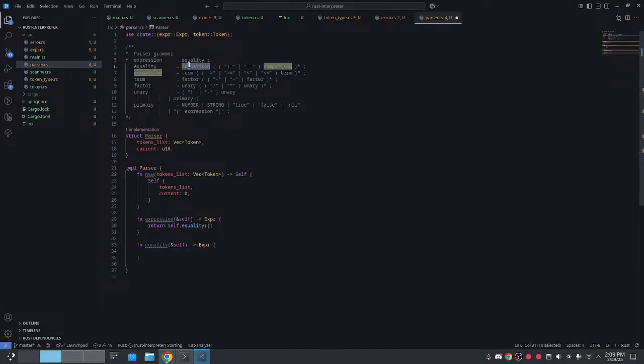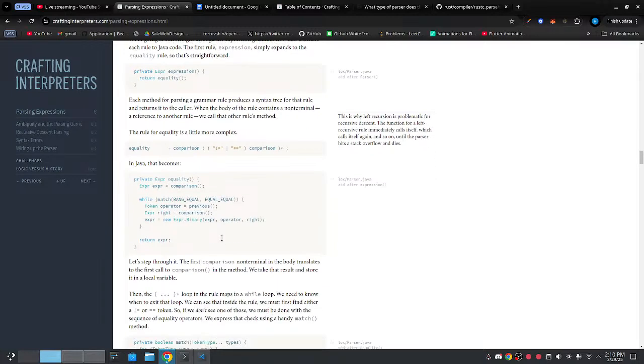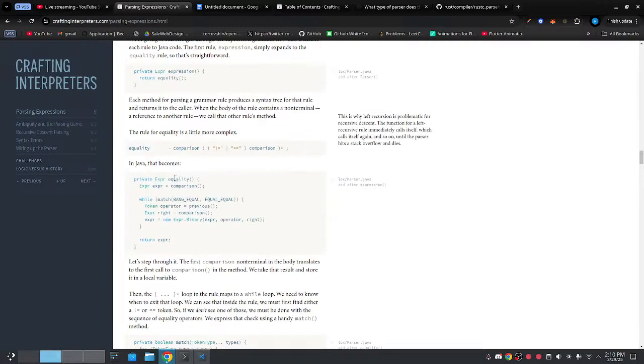So equality is comparison, then these things could be generated one or more times. It's not including zero also. Zero or more times. So expression expr equals comparison. Okay, then while match bang equal or equal equal. Okay, we need to make match and equality comparison function, right?